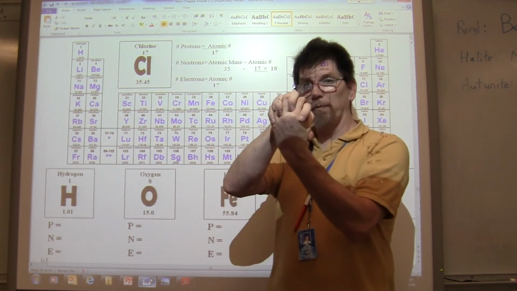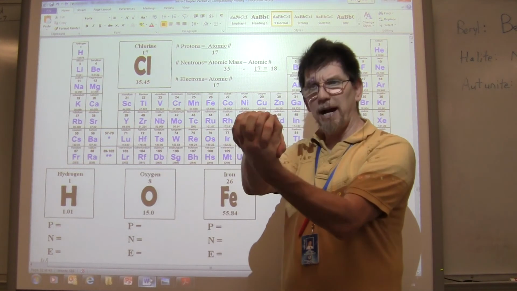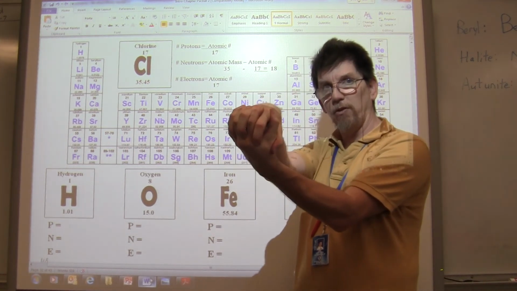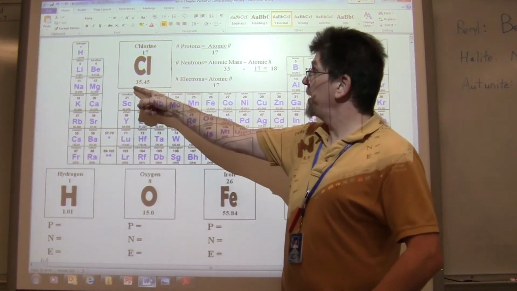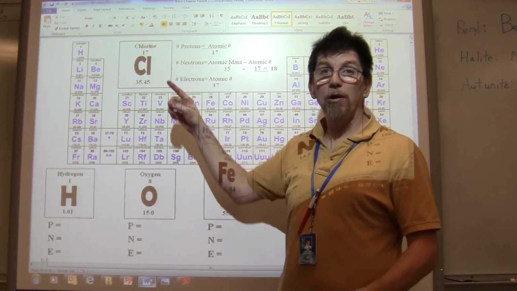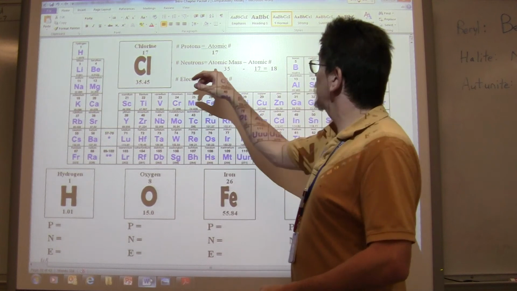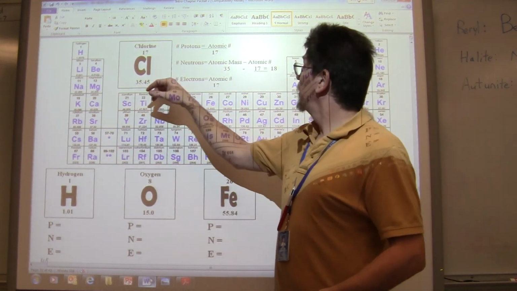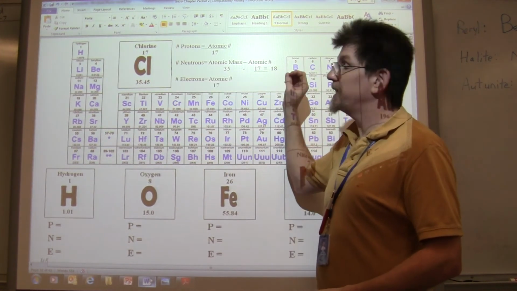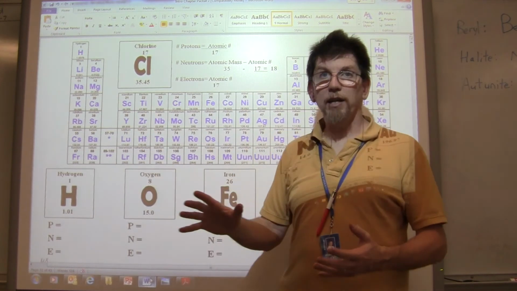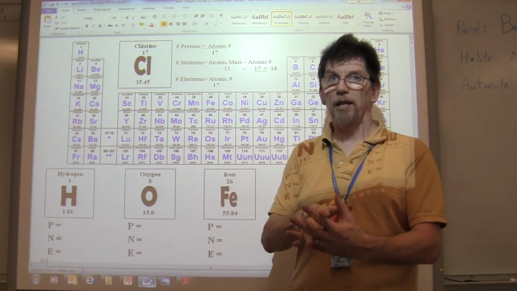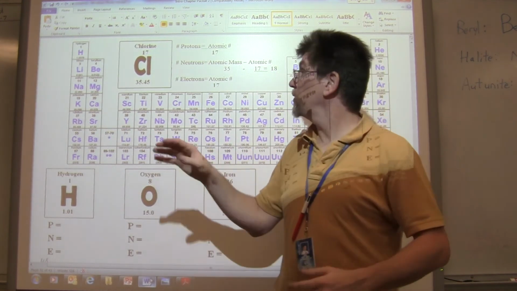In order to get the number of neutrons, we have to look at the nucleus of the atom again. It's the number of protons and neutrons combined together to give us the mass, the total mass. If we know the mass of it and we know the number of protons, the difference between them will give us the number of neutrons. So 35 minus 17 equals 18. So in most chlorine, we have 18 neutrons in it. That is the most common form of chlorine.